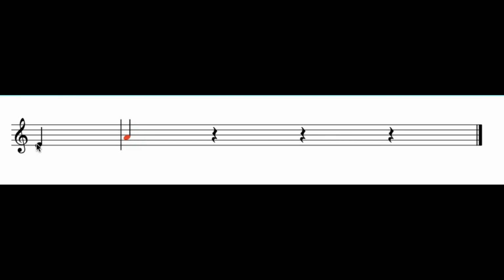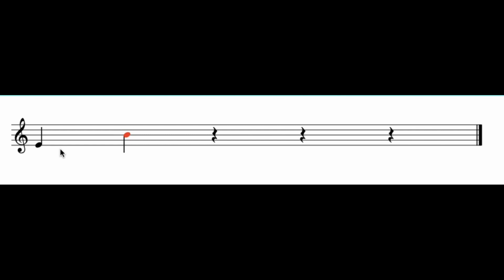Same thing, if I wanted a fourth, I could write an A. E up to A. E, F, G, A. That's a fourth. A fifth, E, F, G, A, B. That is a fifth apart, 5 apart. Starting with the bottom note here, 1, counting all the way up to 5.